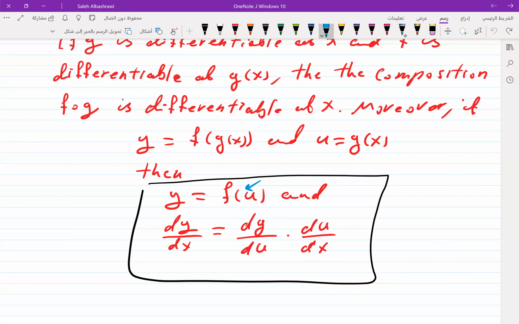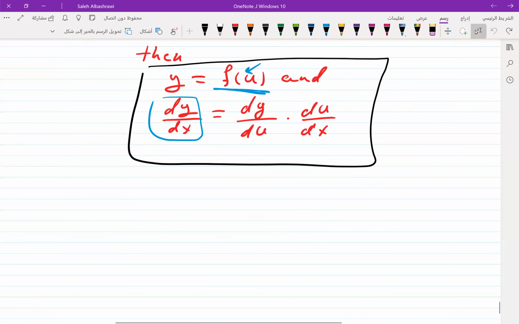If you just look carefully at the form, I have dy by dx. If it is written in this form, there is no clear x. So it is just u is a function or implicit function of x. So it is y equal to f of u, then dy by dx equal to dy by du multiplied by du by dx.